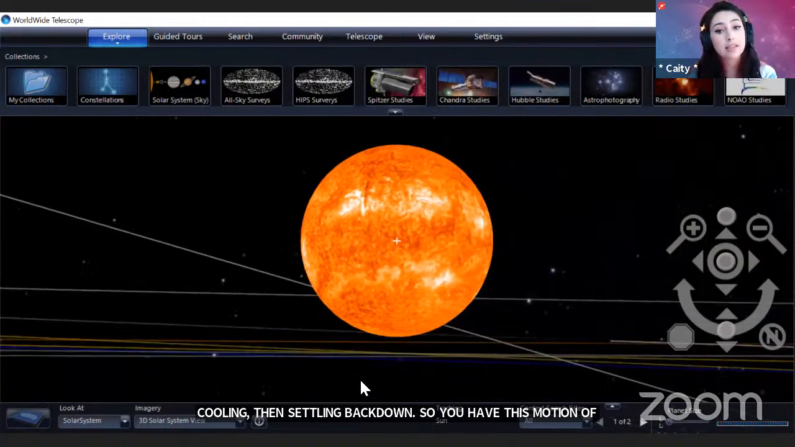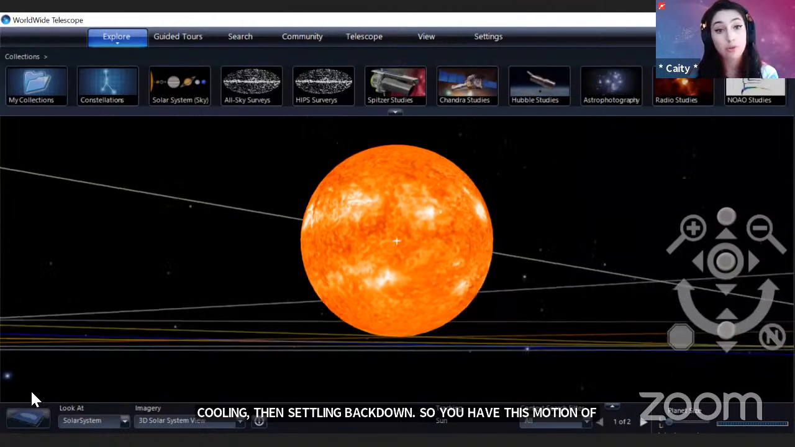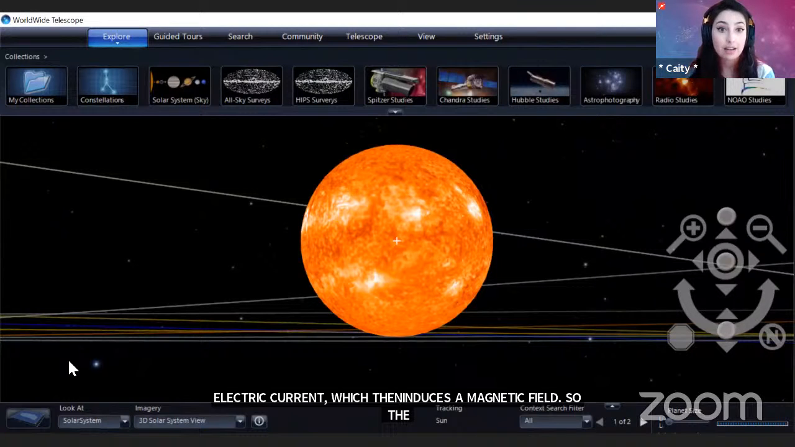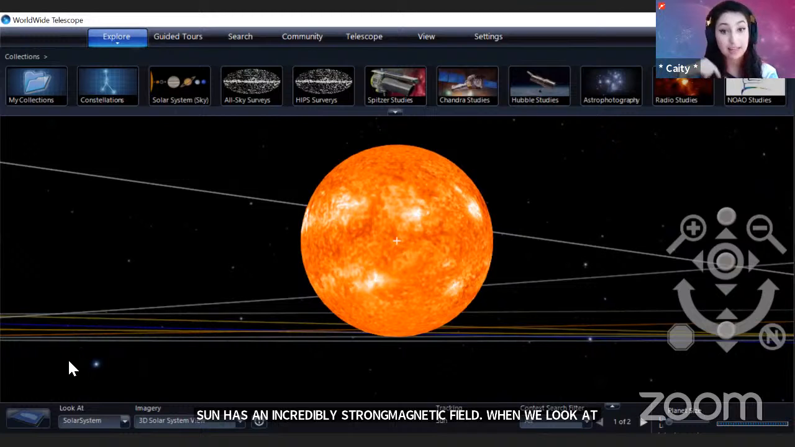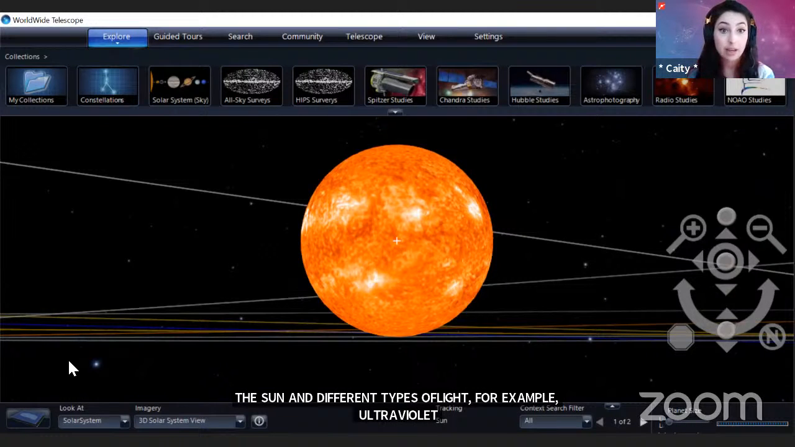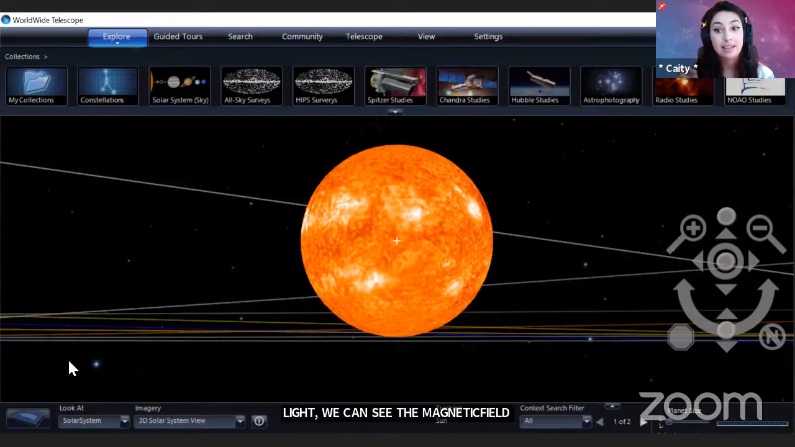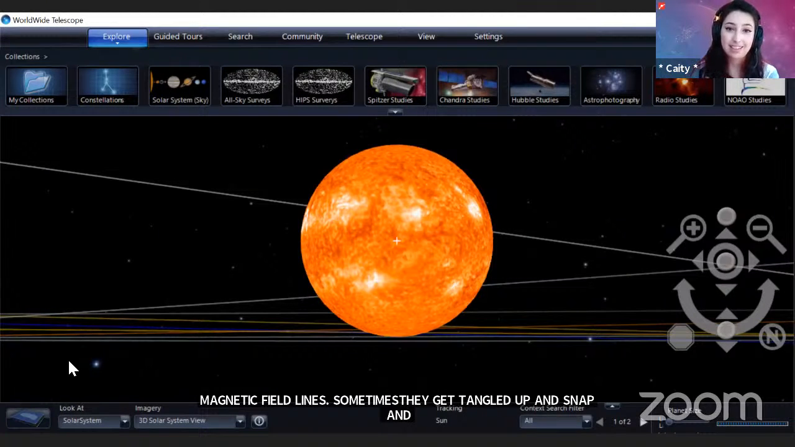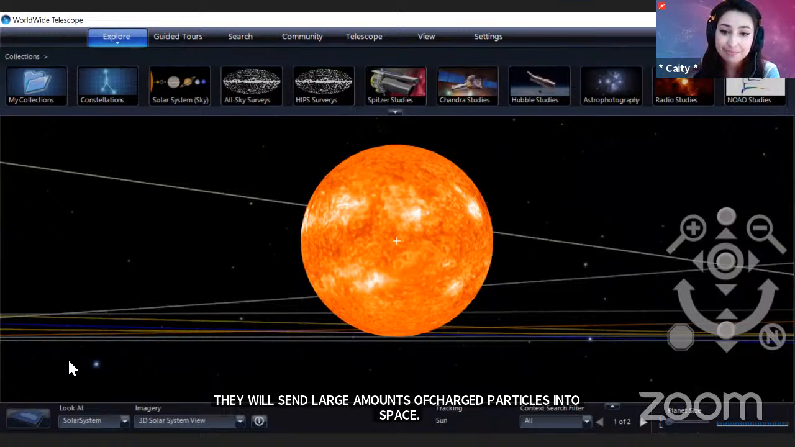And when we look at the sun in different types of light, like ultraviolet light, for example, we can actually see the magnetic field lines because there's plasma traveling along the magnetic field lines. And sometimes these lines get all tangled up and snap, and they will send large amounts of charged particles and radiation out into space. So when that happens, that's a good opportunity for viewing the aurora if it's headed in the direction of the Earth.